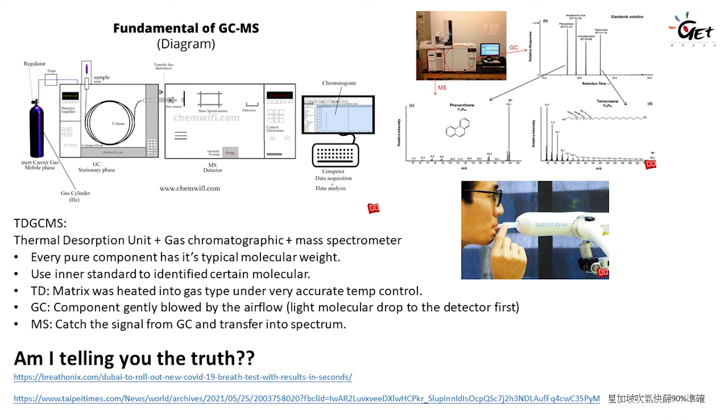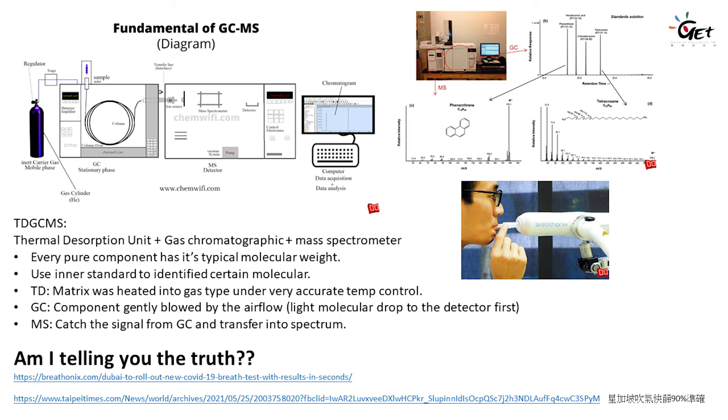If you have only a very, very low level of virus, there will not be enough quantity of sample to inject into this GC. So we're not able to send a signal strong enough to the MOS to create this picture. If a person already has COVID-19, his breath will be correctly detected. But for a person who doesn't have any symptoms of the disease, it may not be detected.